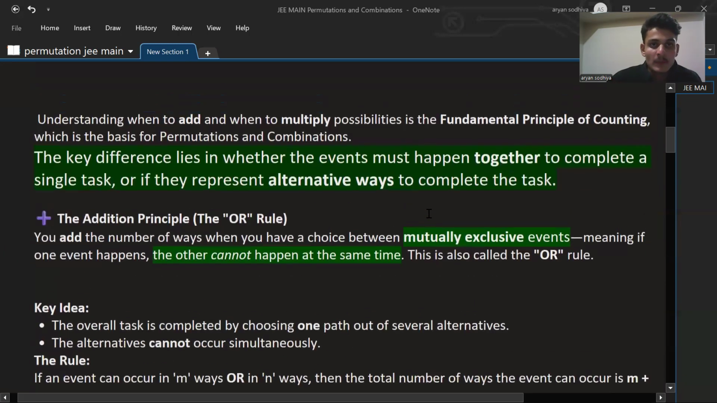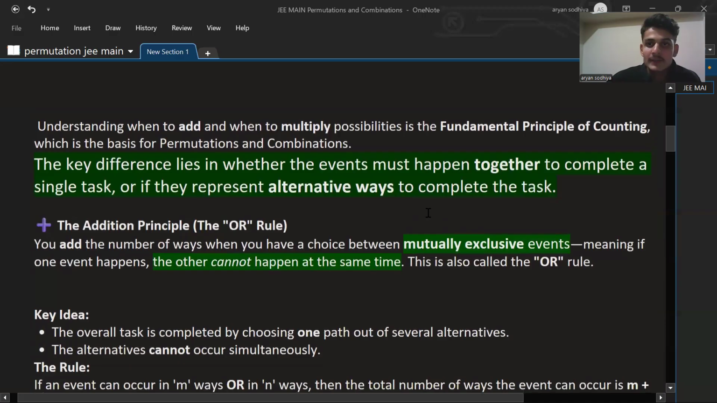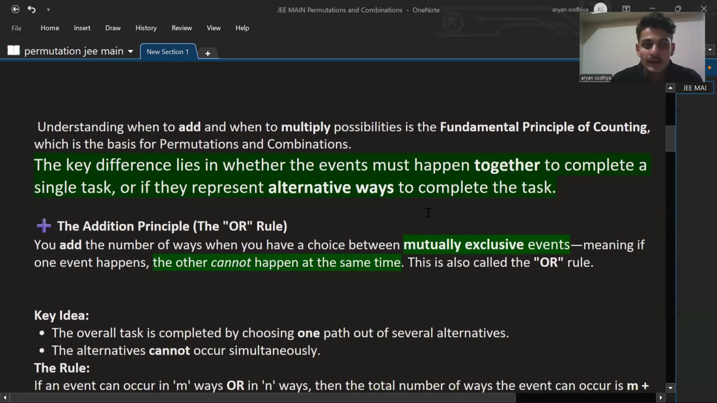So understanding when to add and when to multiply possibilities is the fundamental principle of counting, which is the basis of permutations and combinations. This is a very generic thing that is repeated in permutation and combination, that is the principle of addition and multiplication. As many questions as you solve, you will encounter the same issue, whether to add or to multiply the possibilities to find the total possibilities of completing any task.